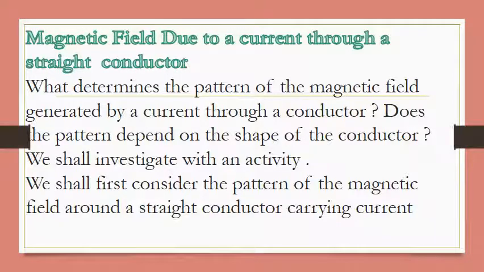So, the magnetic field due to a current through a straight conductor. What determines the pattern of the magnetic field generated by currents through a conductor? Does the pattern depend on the shape of the conductor? We shall investigate this with an activity. We shall first consider the pattern of the magnetic field around a straight conductor carrying current.